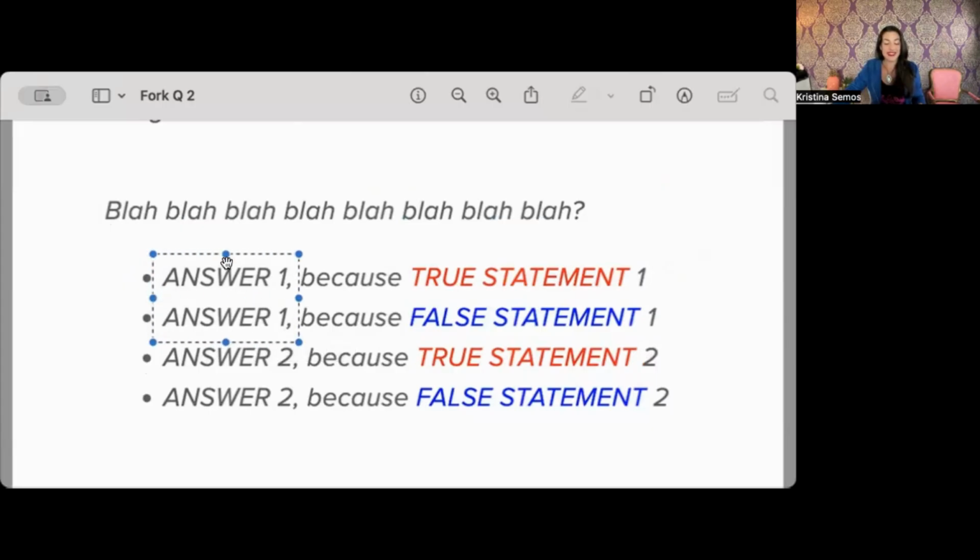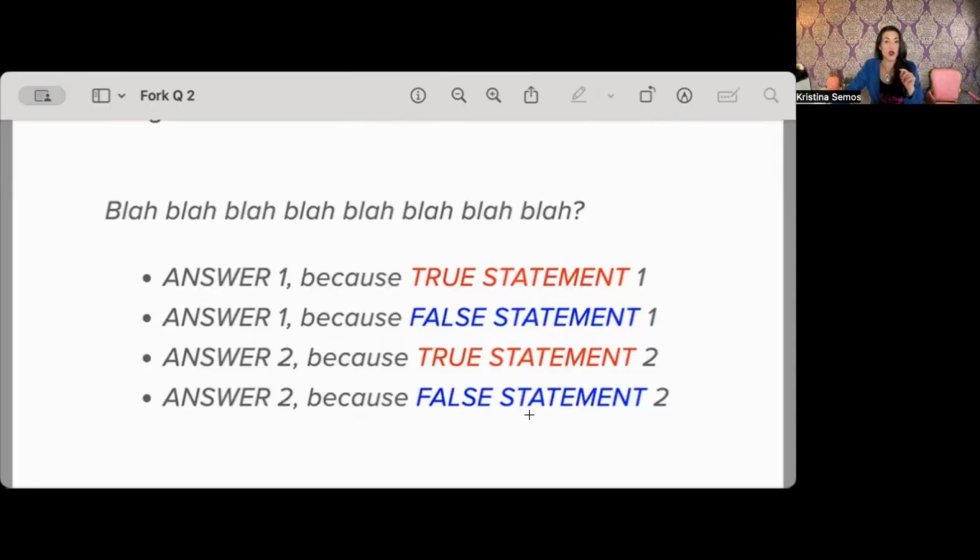Two of the answer choices give the same basic answer. The other two answer choices give the other answer. But if you look at the reasons, look: because true statement number one, because false statement number one, because true statement number two, because false statement number two. So usually half of the reasons are false.